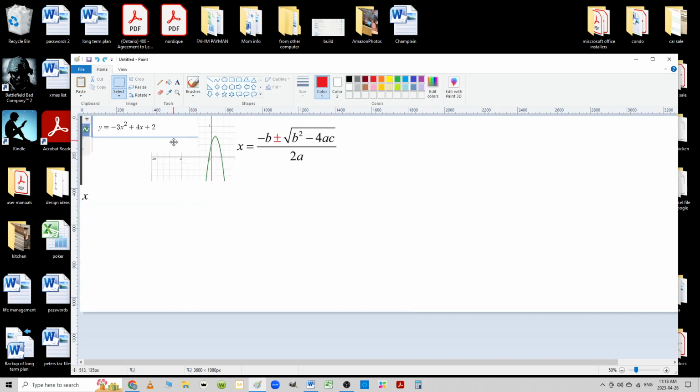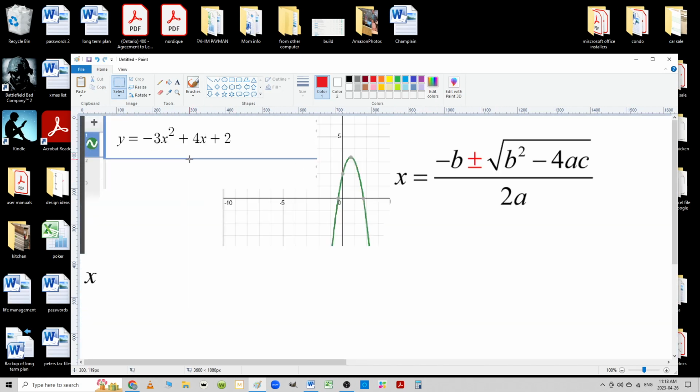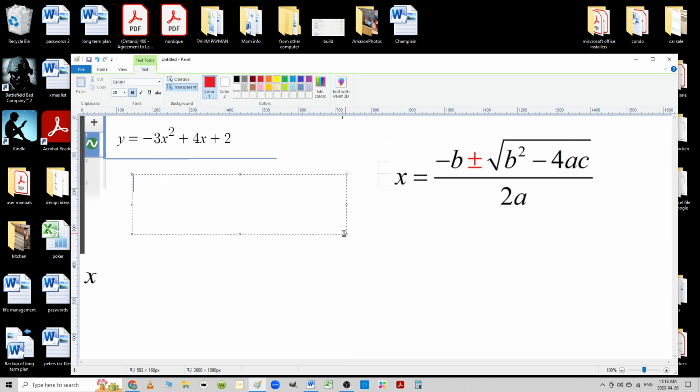Good. Now, let's see if you can pause and identify what's A, B, and C. This is the standard format, so it's pretty easy to see, right? All right, you should have it by now. A is in front of the x squared always, so A is equal to minus 3. B is in front of the x always, so B is equal to 4. And C is the number, if there's a number. So now we have these.